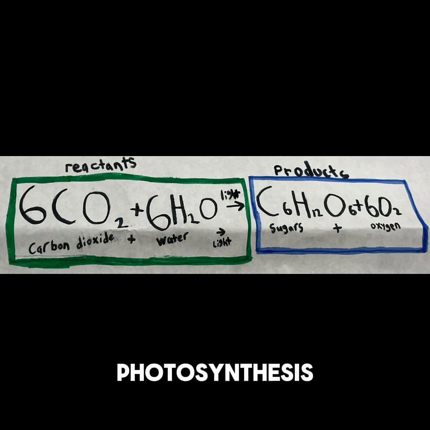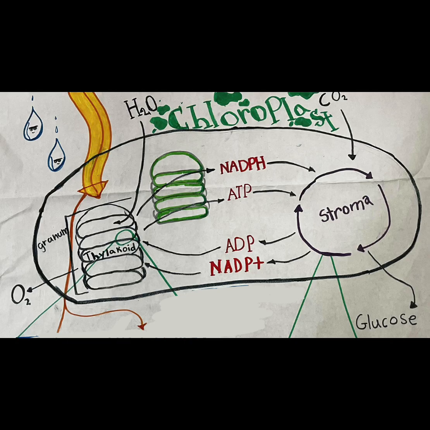The equation of photosynthesis states that carbon dioxide and water in the presence of light becomes sugars and a byproduct, oxygen. The light-dependent reactions occur in the first part of photosynthesis. They use sunlight to create ATP, NADPH, and oxygen. The thylakoid contains a cluster of chlorophyll and proteins known as photosystems.